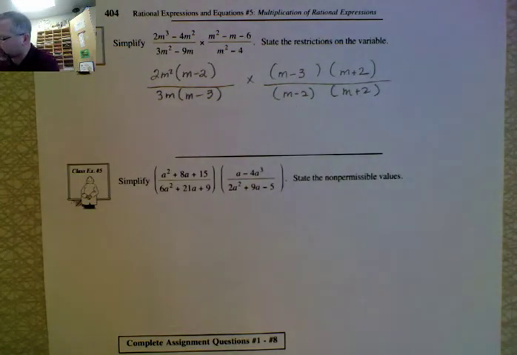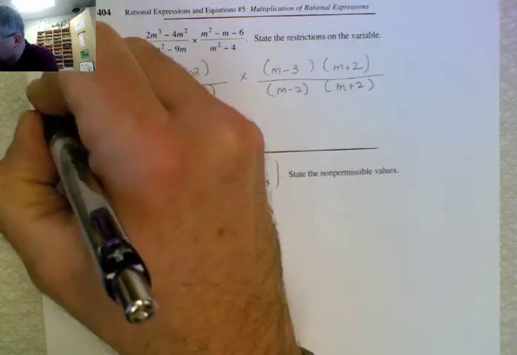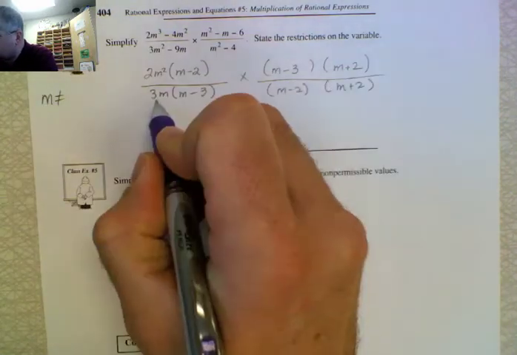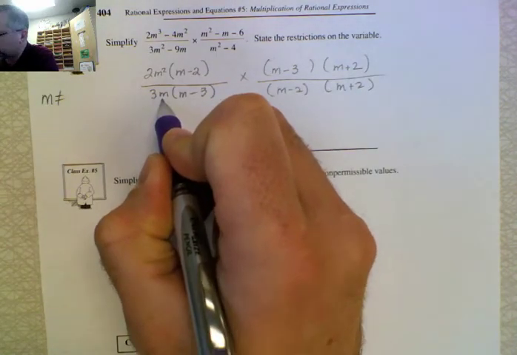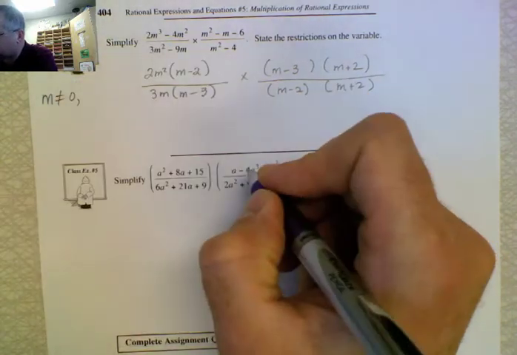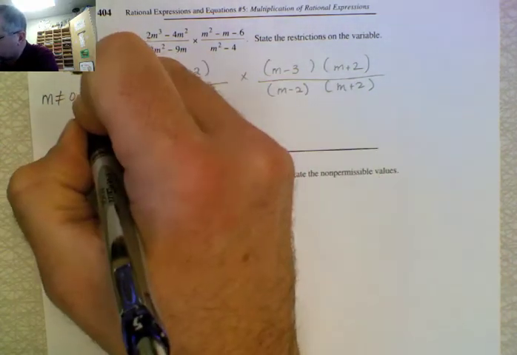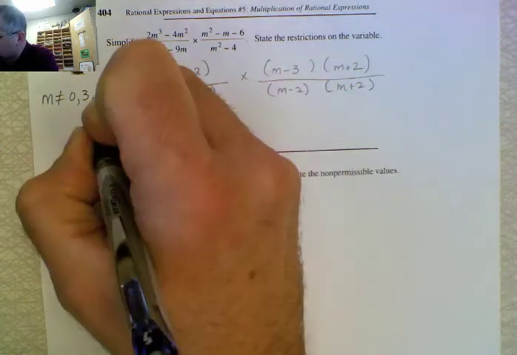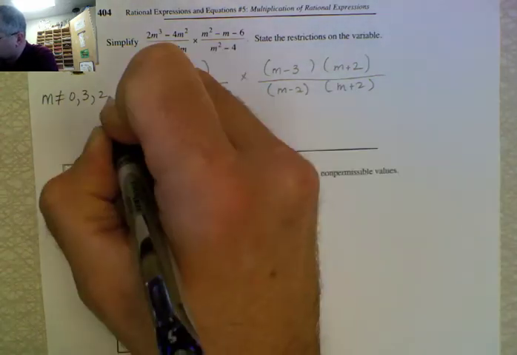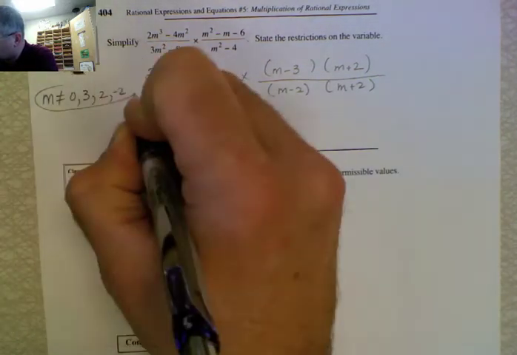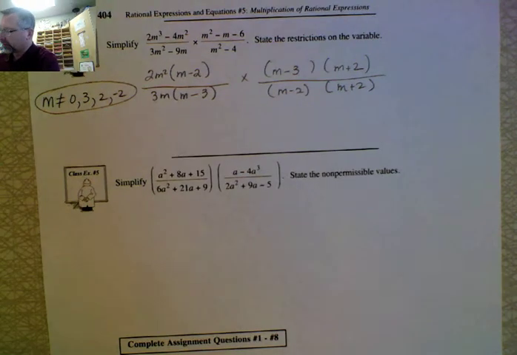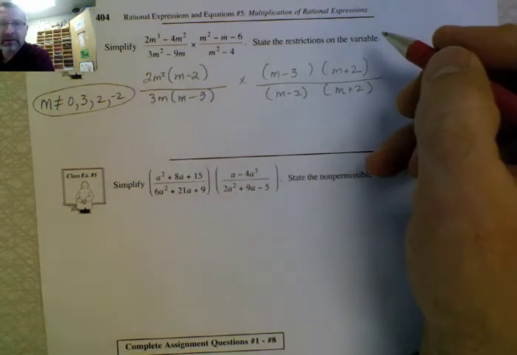Okay, so now I'm going to state the restrictions before I go on. What can m not equal? Well, 3m here, if you equate it to 0 and solve it, it says m cannot be 0. m cannot be positive 3, m cannot be positive 2, and m cannot be negative 2. There are our restrictions. So now we're going to start simplifying things.